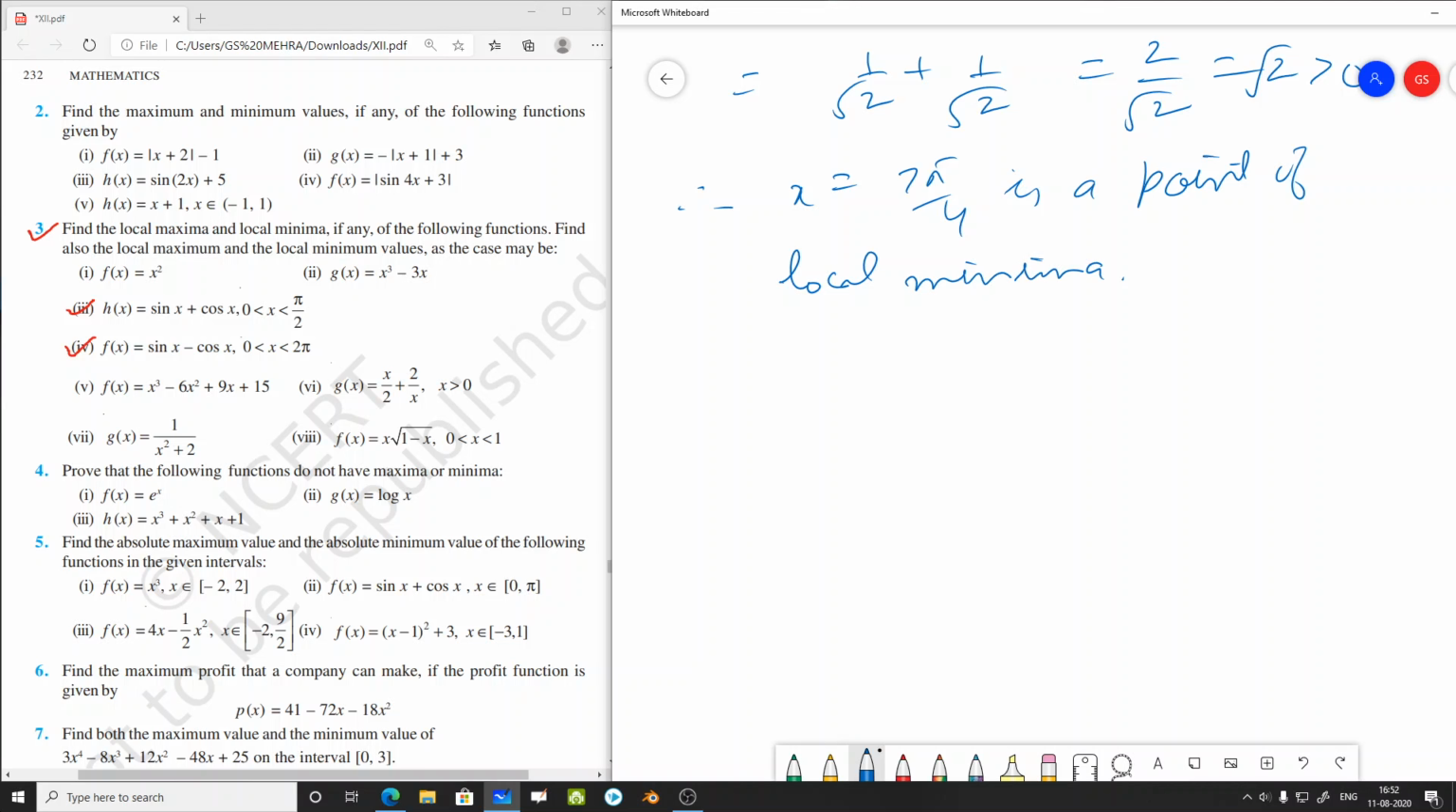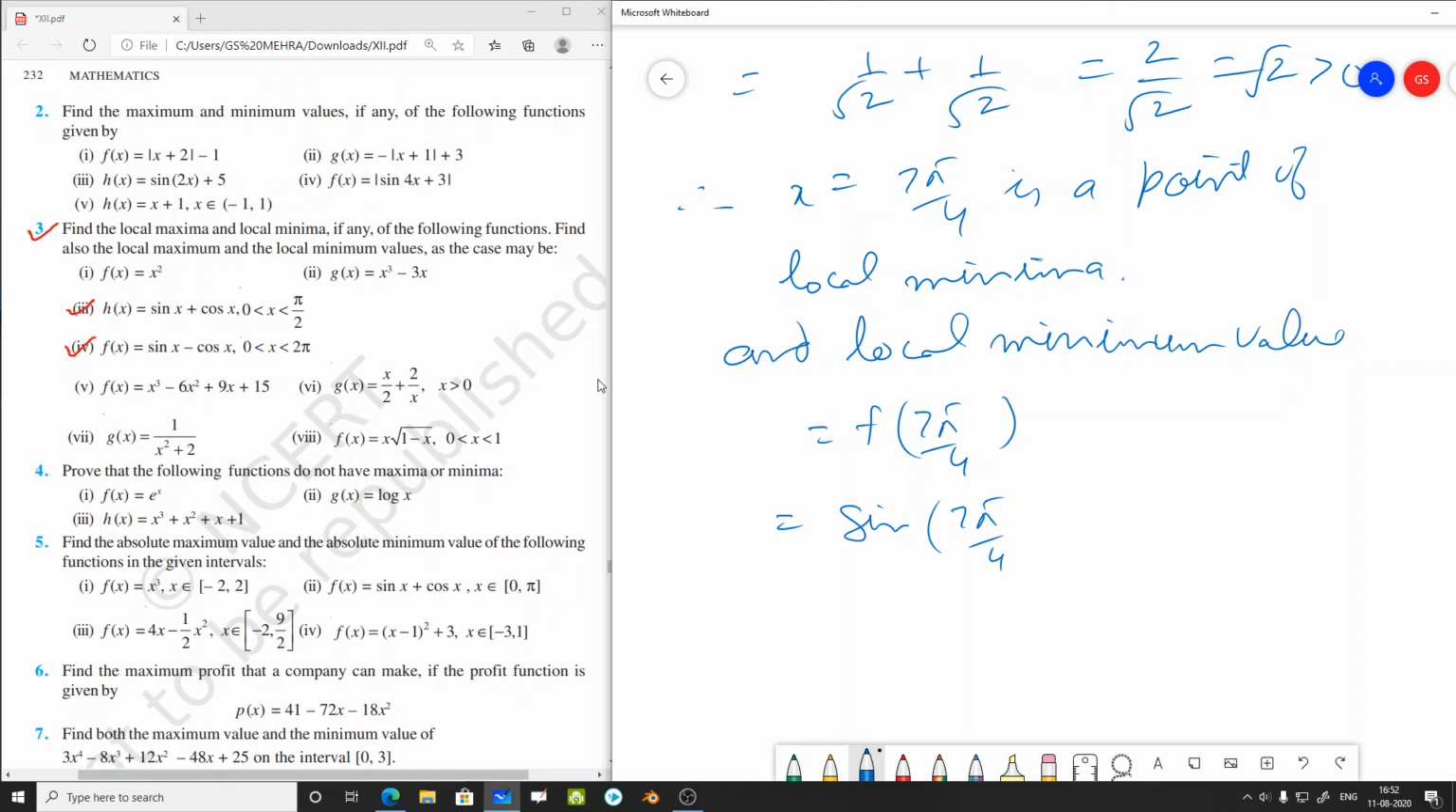And what is the local minimum value? The local minimum value will be equal to f of 7 pi by 4, that is sine 7 pi by 4 minus cos 7 pi by 4. Sine 7 pi by 4 is minus 1 by root 2, and minus cos of 7 pi by 4 is minus 1 by root 2.